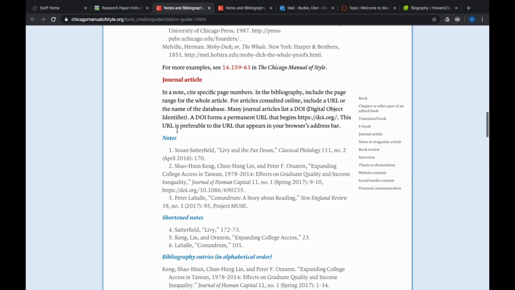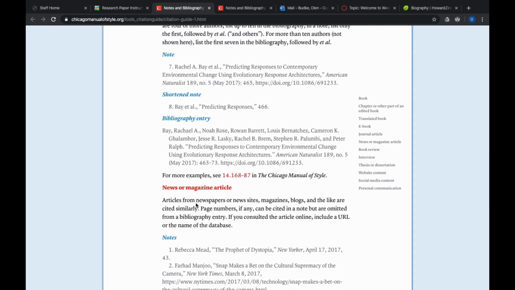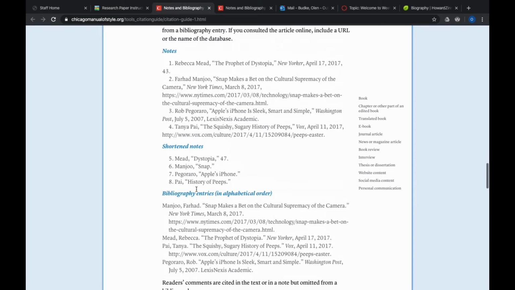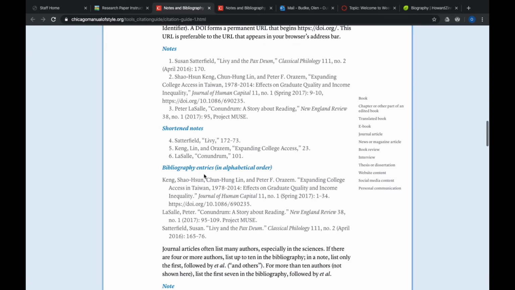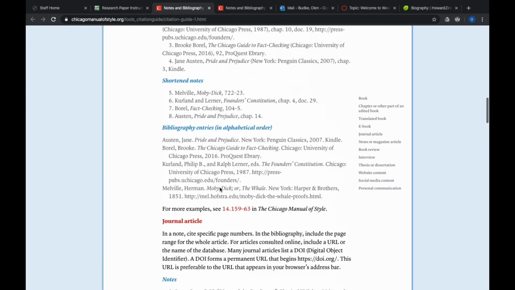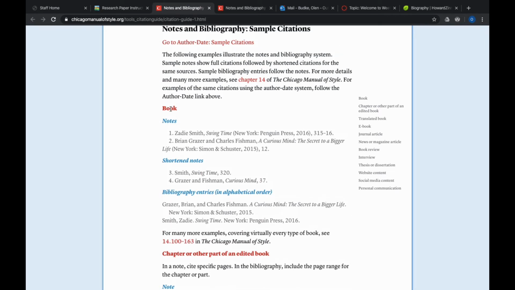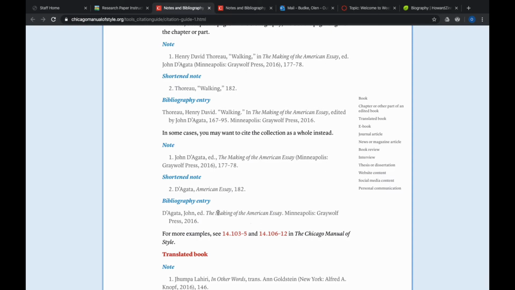Journal article, you may have as one of your sources. News or magazine article, you may have. So of the sources that I've given you to read, you will either need to pull from the news or magazine article option to get your examples of bibliography entries, from the journal article option to get your example of bibliography entries, or from the edited book or just normal book. Okay, get your bibliography entry examples here. Okay, so that's where you're looking.